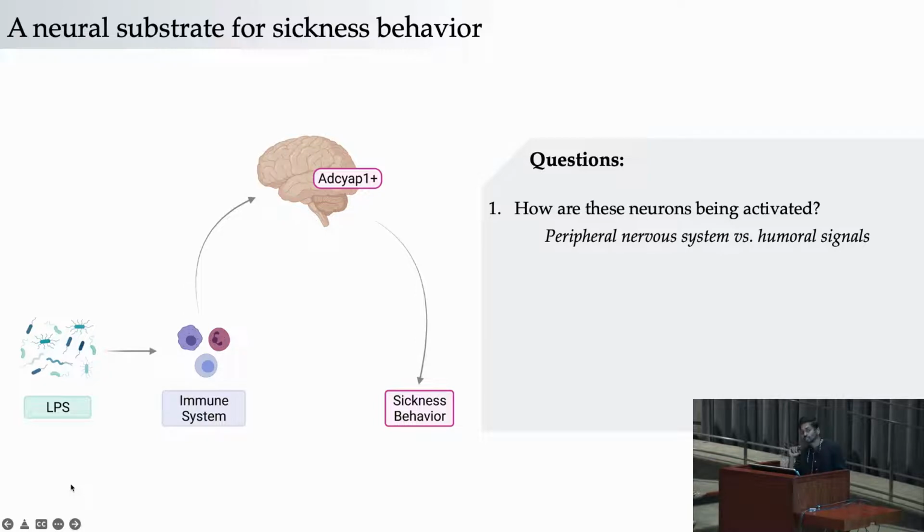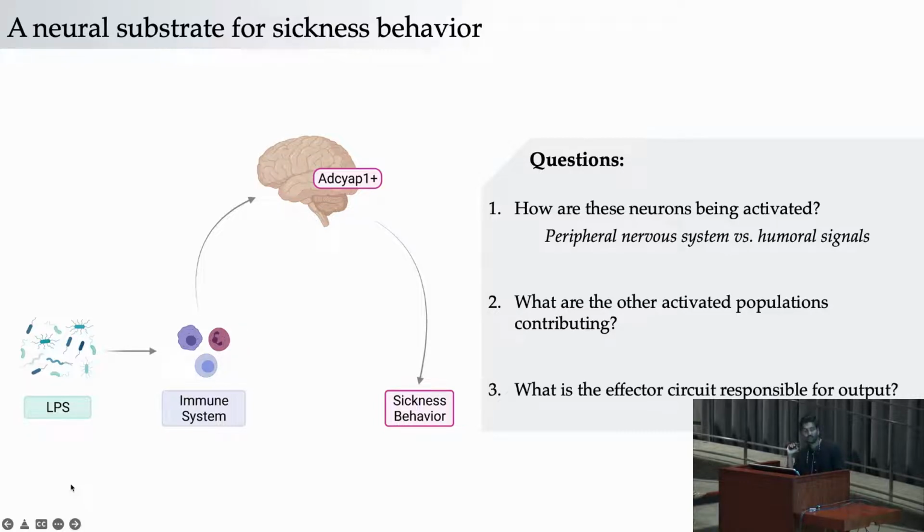What are the other activated populations contributing? We see quite a lot of activity, but this is just one region in this whole network of activity, and work from other labs is also starting to really look at this question. And then finally, can we identify an effector circuit responsible for the output of this? If we go downstream of these neurons, could we see segregation and specific control of the specific behavioral changes that we see, giving us a better idea of how to actually modulate the system?